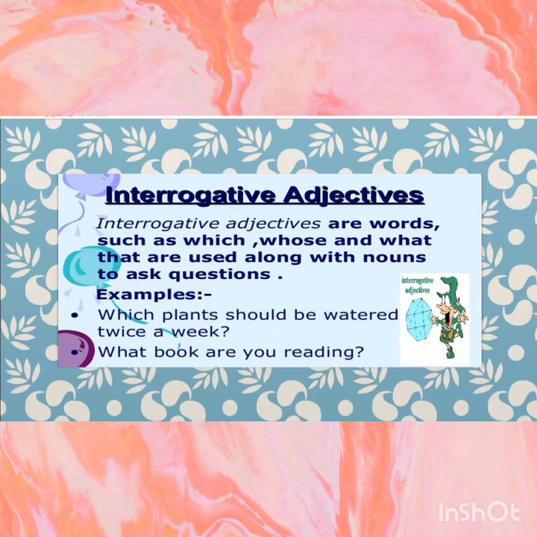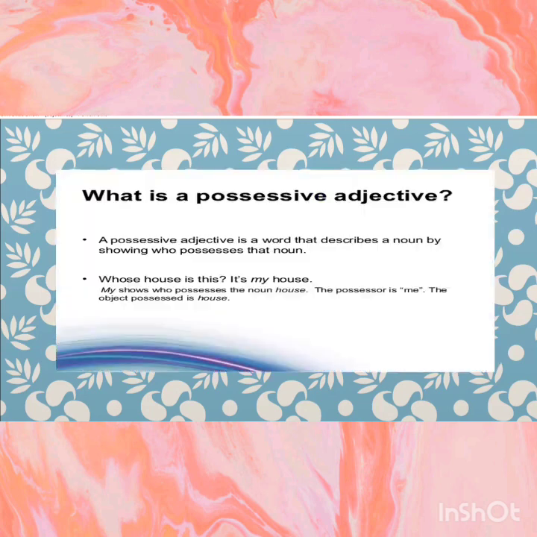Dear children, please look at the examples carefully and see that the word which is placed just before the plants and what is placed just before the book. So these are interrogative adjectives. Now look at the next slide. What is a possessive adjective? A possessive adjective is a word that describes a noun by showing who possesses that noun.